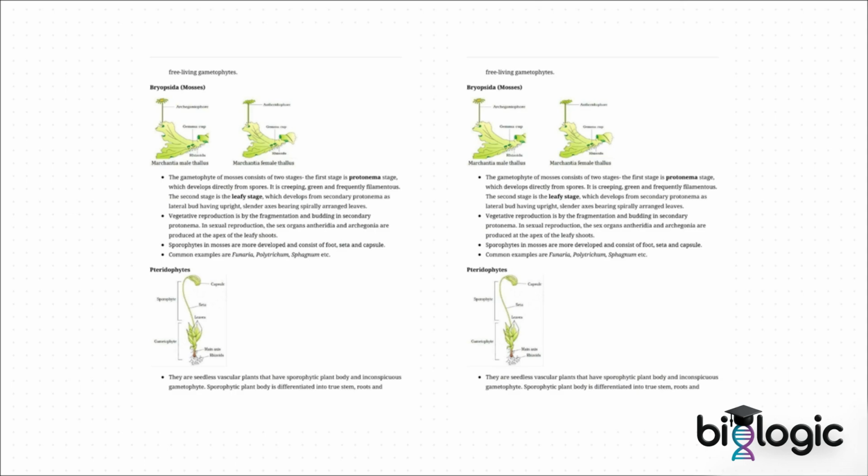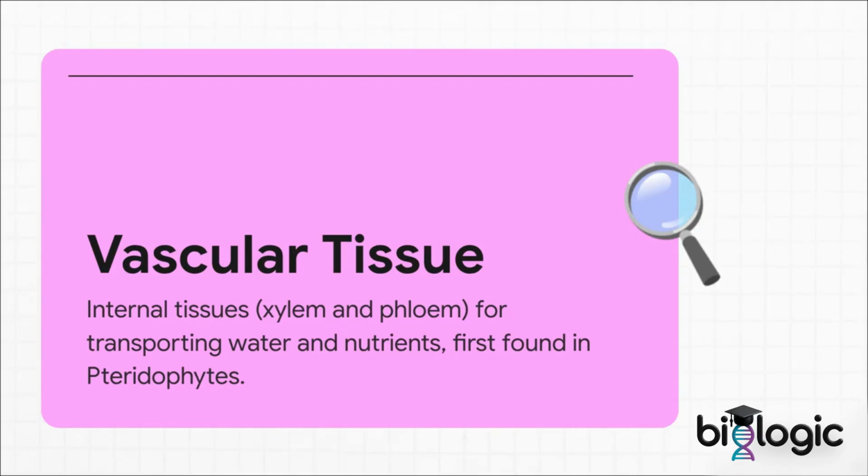And this was all made possible by one key invention. And that invention was vascular tissue. Think of it as internal plumbing. Pteridophytes were the first plants to have it. Xylem to transport water up, and phloem to transport food down. This was a total game changer. It gave them the support to grow tall, compete for sunlight, and freed them from having to live right on top of their water source.